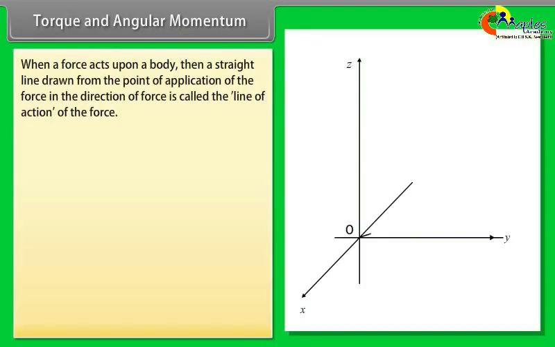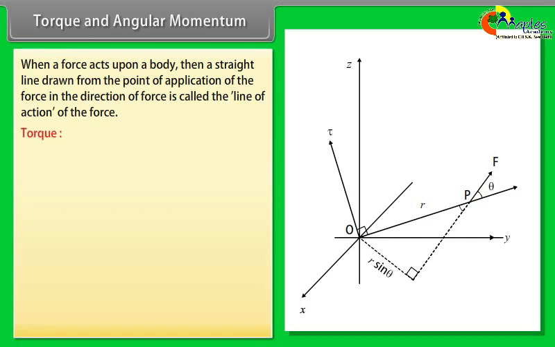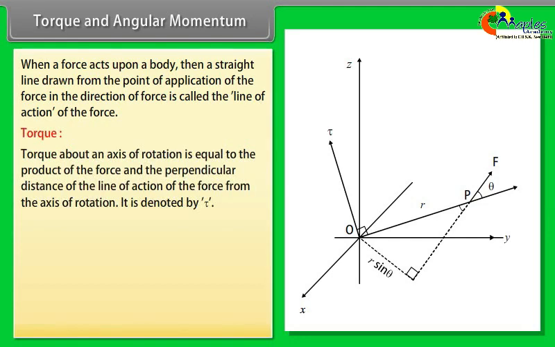Torque and angular momentum. When a force acts upon a body, then a straight line drawn from the point of application of the force in the direction of force is called the line of action of the force. Torque about an axis of rotation is equal to the product of the force and the perpendicular distance of the line of action of the force from the axis of rotation. It is denoted by tau. Tau vector is equal to product of F vector and R vector.